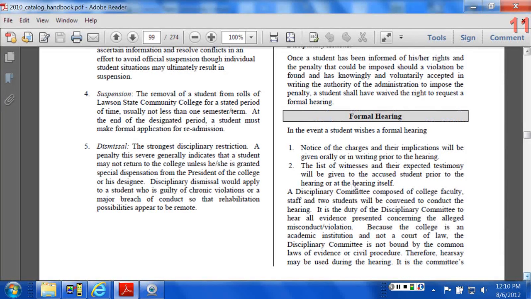A penalty this severe generally indicates that a student may not return to the college unless he or she is granted special dispensation from the president of the college or the president's designee. And it is important that you recognize that this is serious. Disciplinary dismissal would apply to a student who is guilty of chronic violations or a major breach of the code of conduct, so that rehabilitation possibilities appear to be remote.